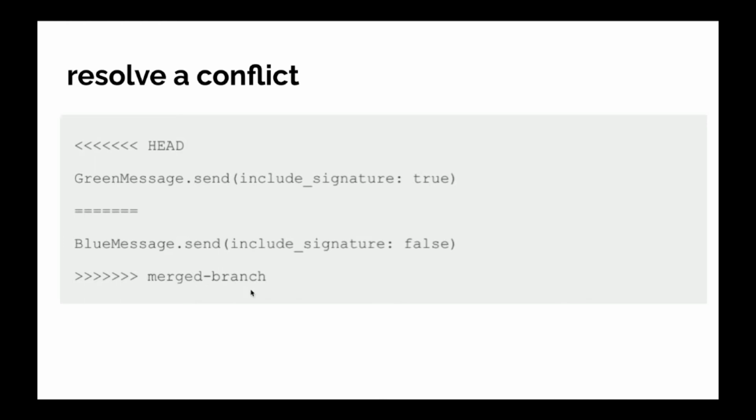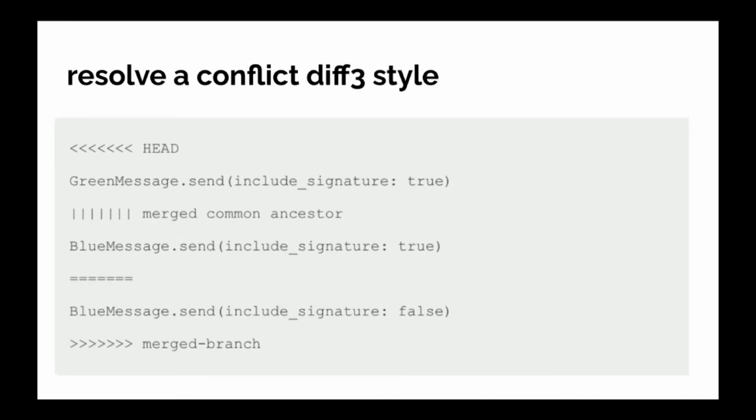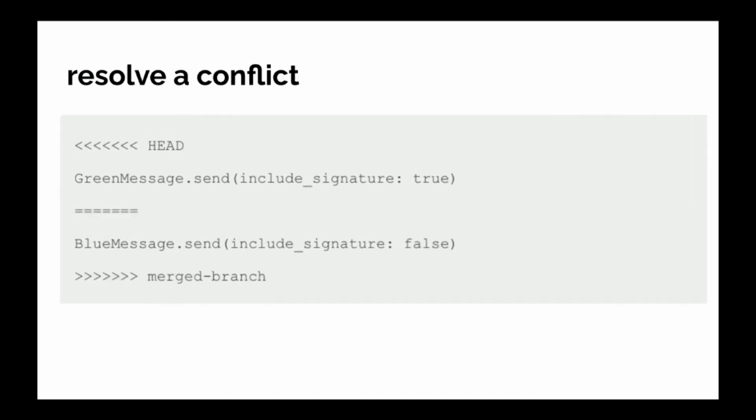Now, one configuration I will recommend is to set it up to use diff3 style because it gives a little bit more information. I took this example from a blog post, which I linked to at the end, and also on GitHub. But the nice thing about this is when you looked at this original thing, you might wonder, what was the original problem here? Because it says green message, and then if you look at the end here, it says true, and then it's blue message, false. So what was the original thing that someone was trying to fix?